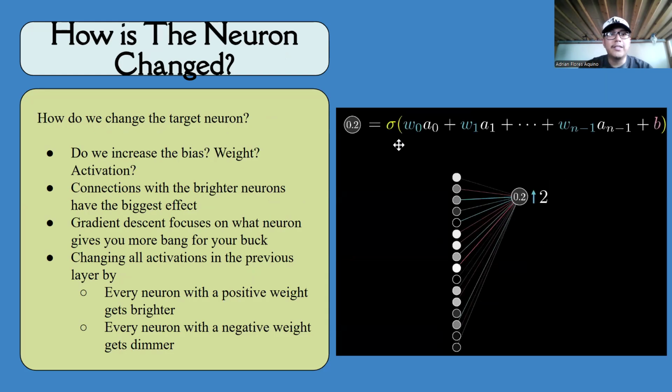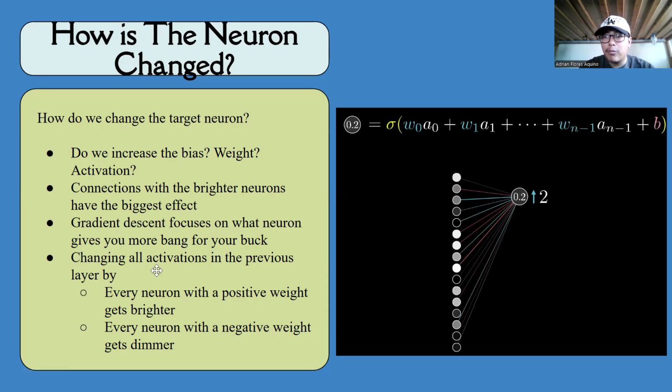So how is the neuron changed? How do we change the targeted neuron? Do we increase the bias, the weight, or the activation? In this case, I would say it's the activation, which I will talk about in just a bit. But there are some things you have to remember: the connections with the brighter neurons have a bigger effect compared to the ones that aren't as bright. So the black ones won't really have much of an effect. And gradient descent focuses on which neuron gives you more bang for your buck.